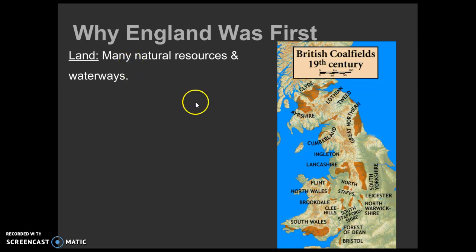They had land. All right, they had a lot of natural resources. If you see here, this brown color are all the coal fields. All right, they had a lot of coal. They had a lot of rivers, which are kind of hard to see, but they run all throughout England, which supply water for transportation and for power.